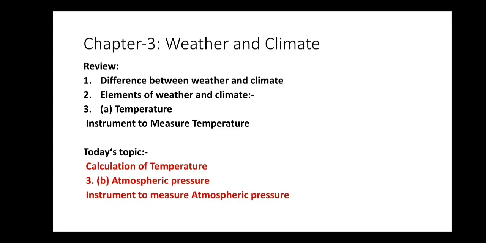Children, before vacations, we have done chapter 3, Weather and Climate, in which we studied the difference between weather and climate, and the elements of weather and climate. First, temperature, and the instrument to measure temperature. In today's video, we will understand calculation of temperature, atmospheric pressure, and the instrument to measure atmospheric pressure.